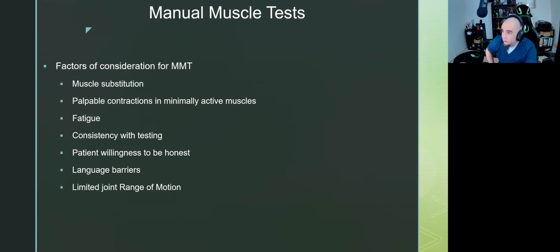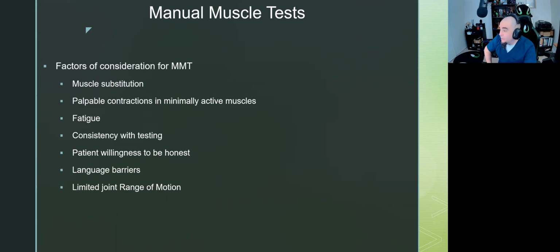And then I come over and I'm like, okay, I'm here to test your strength. They're going to be looking at me with screw faces going, we just worked out. What are you talking about? Right? That doesn't make sense for the patient most times.